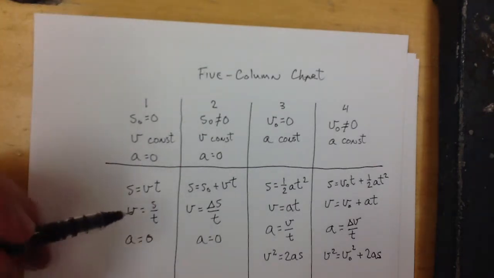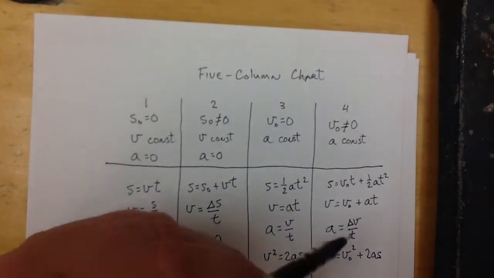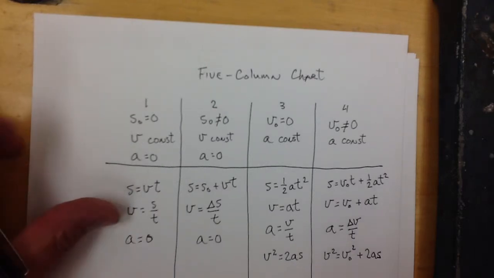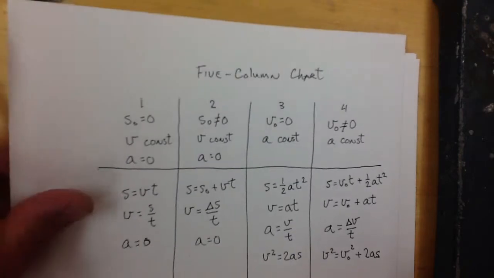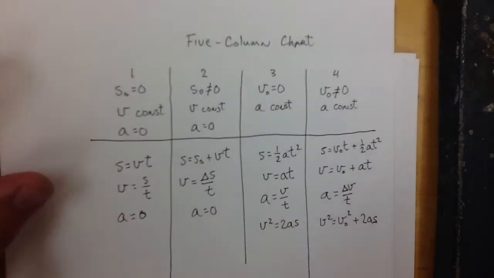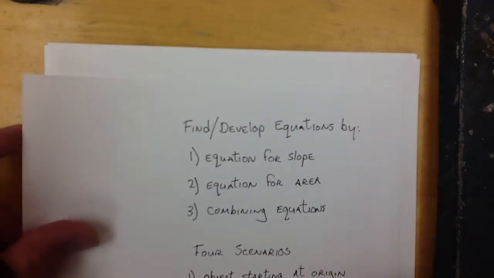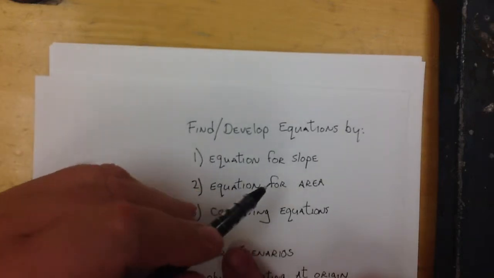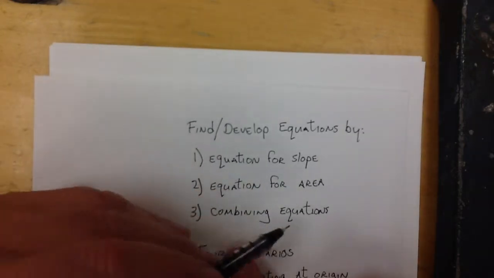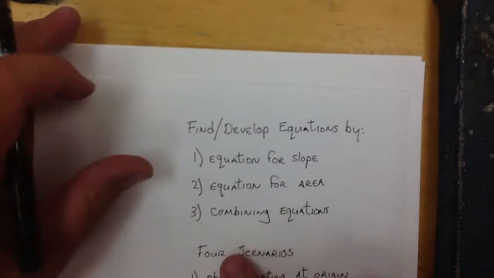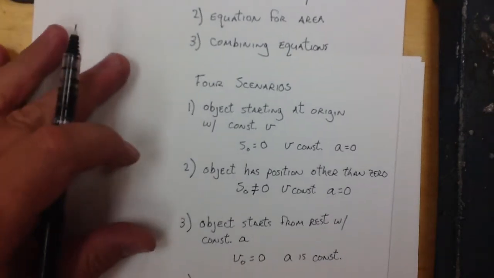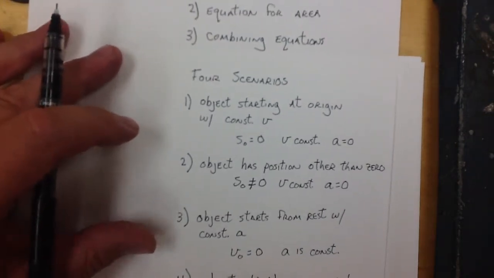And for the rest of the year, you'll be using these equations that are developed from the graphs of motion. You'll be using these equations throughout physics and all of the rest of the disciplines that we examine. We're going to develop these equations in 3 different ways. Either we're going to find an equation for slope, an equation for area, or we're going to combine equations and solve algebraically.